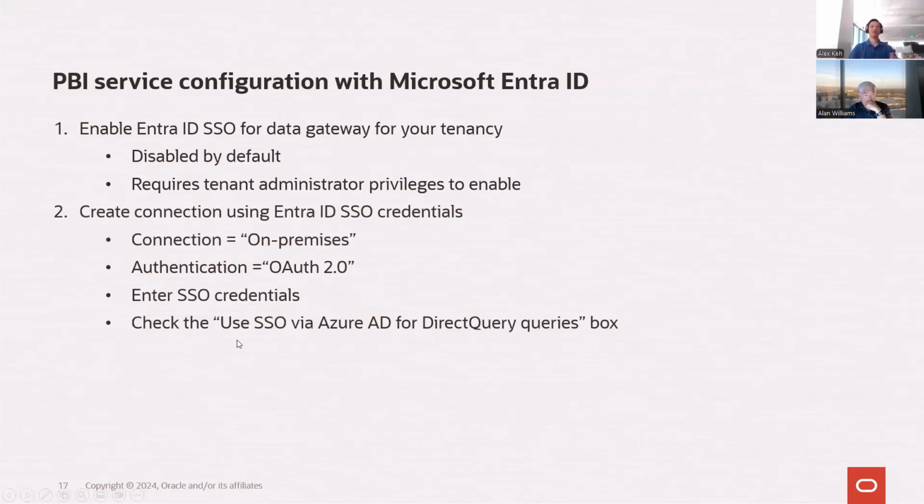And then after that, your end users, or your developers, or whoever's setting the connections up, can create the connections. As you configure your connection, you want to use on-premises, even if you're using cloud, because that's just the way that Microsoft has set it up. It's an on-premises radio button that you select. You choose OAuth 2.0, since these are OAuth 2.0 tokens, and then you enter in your SSO credentials, just as you saw with Power BI Desktop. The same kind of window will appear, and then you enter in your credentials, check the box, use SSO via Azure AD for direct queries, and then you just connect.